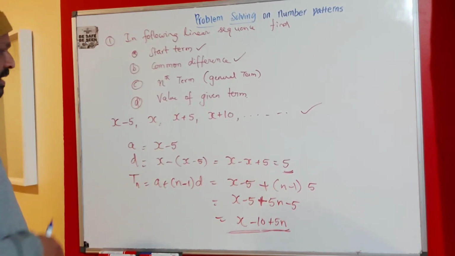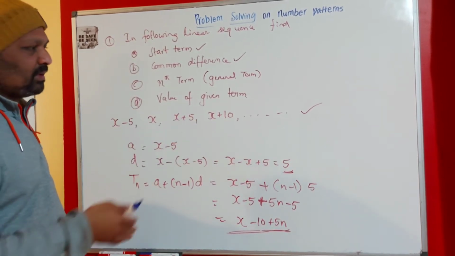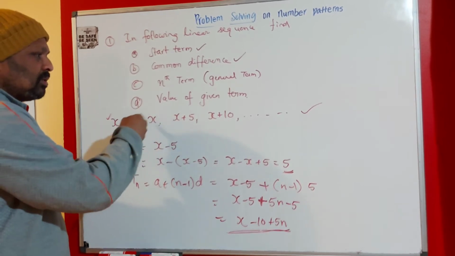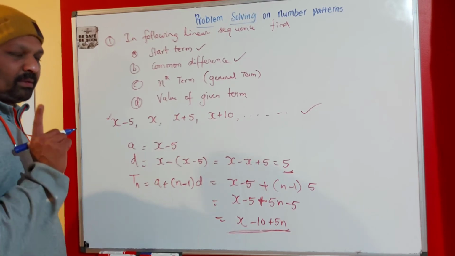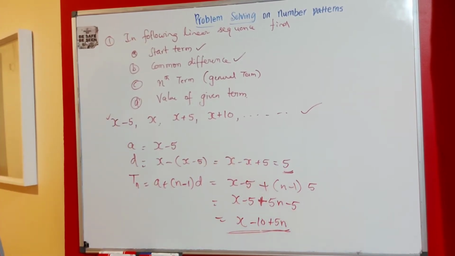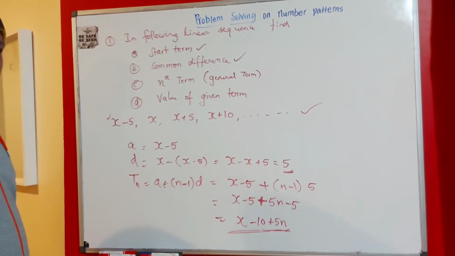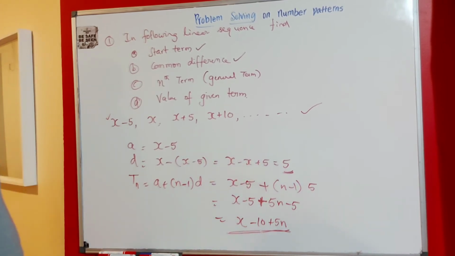So the questions can also be asked like this. In the normal number pattern, only numbers are given. But here some expressions are given, and those expressions are also obeying an arithmetic progression. The rule for being an arithmetic progression is that the difference between two consecutive terms should always be the same, throughout the series. So let's take another problem and try to solve it.